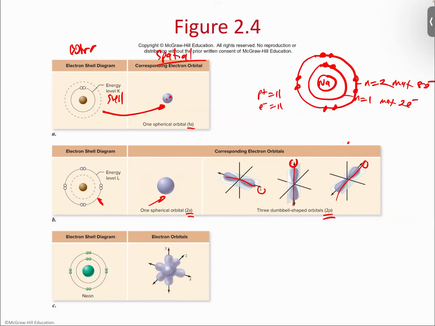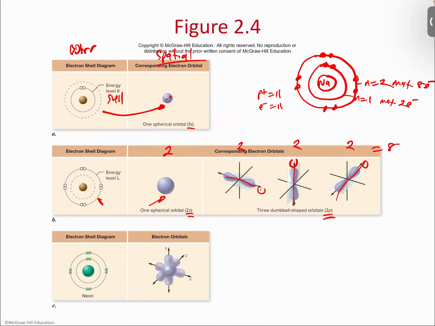So how many go in this far right orbital? 2. Yep. How many go in the middle orbital? 2. How many in the left orbital? How many in the spherical orbital? Right? Because there's 2 for each orbital. How many electrons do I have now? I filled them all up, right? All my orbitals are full. I'm done. How many do I have?